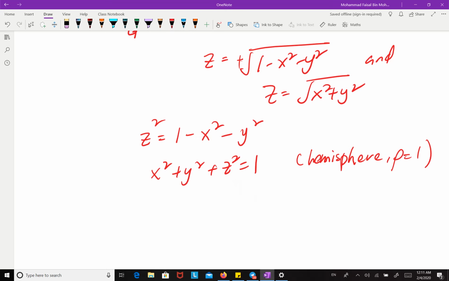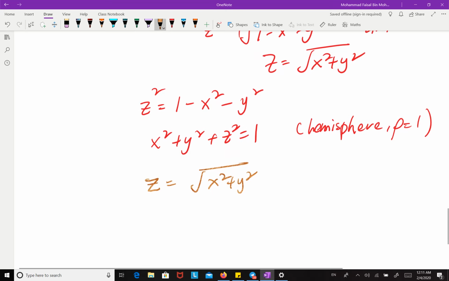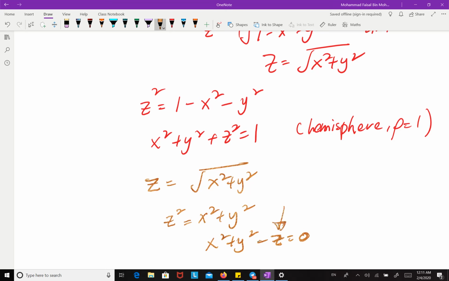Then we have z equals the square root of x squared plus y squared. If you square both sides, you will get z squared equals x squared plus y squared, so x squared plus y squared minus z squared equals 0. Remember, you have squared terms and the right-hand side is 0, and one of them has a negative sign. So this is just a cone, a cone along z because the negative sign is on z.